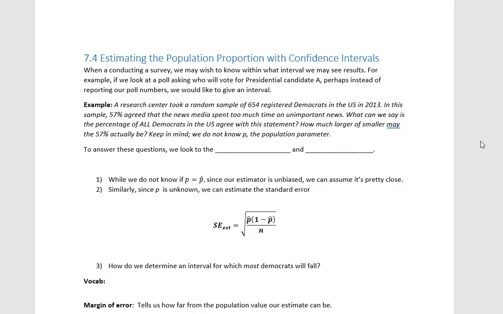Alright, so in 7.4 we're going to be talking about something called a confidence interval. When conducting a survey, we want to know within what interval we might see results. So let's go ahead and look at this example.